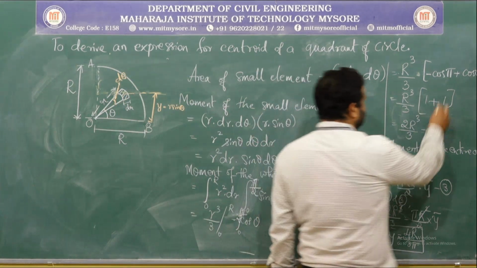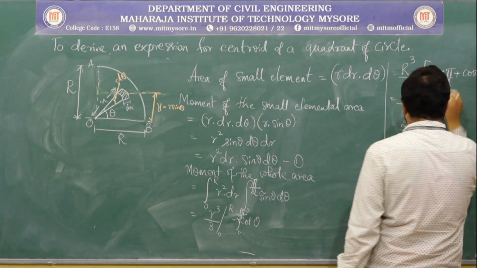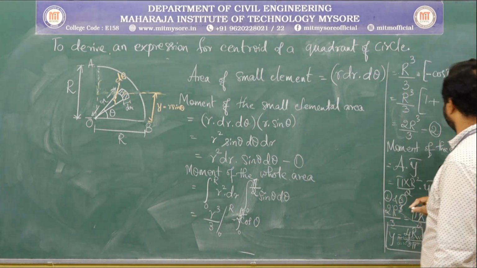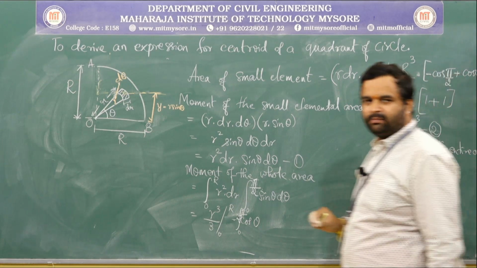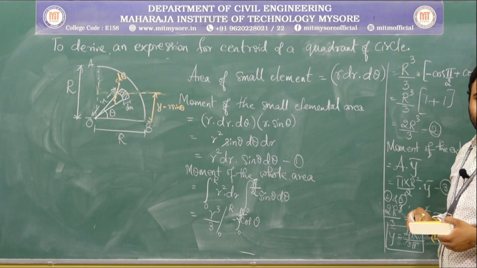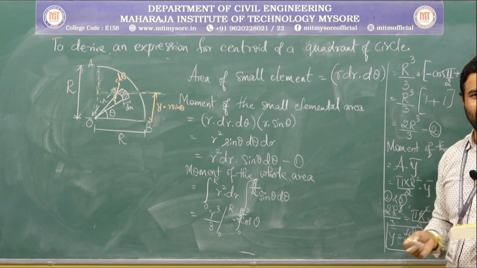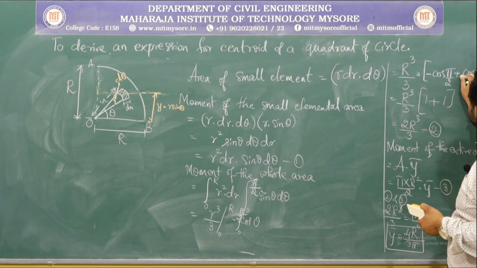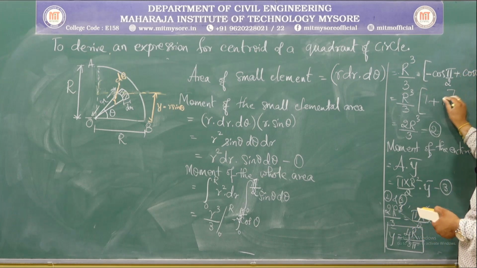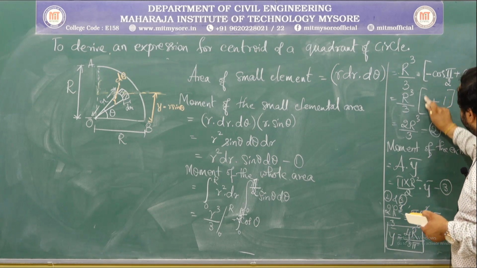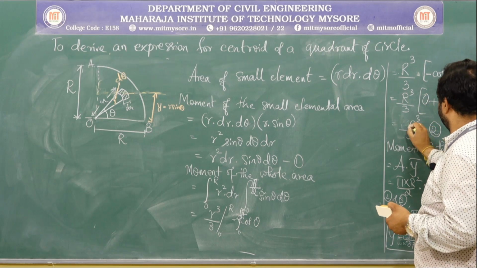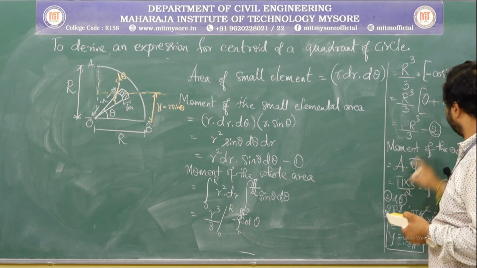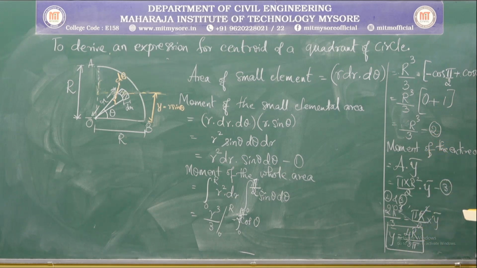Similarly, here it should be cos pi by 2 minus cos 0. So what is cos pi by 2? Cos pi by 2 is nothing but cos 90. Cos 90 is 0, plus cos 0 is nothing but 1. So here we need to write it as 0 plus 1, which is R cube by 3 only, equation number 2. Now, the moment of the area, the entire area.